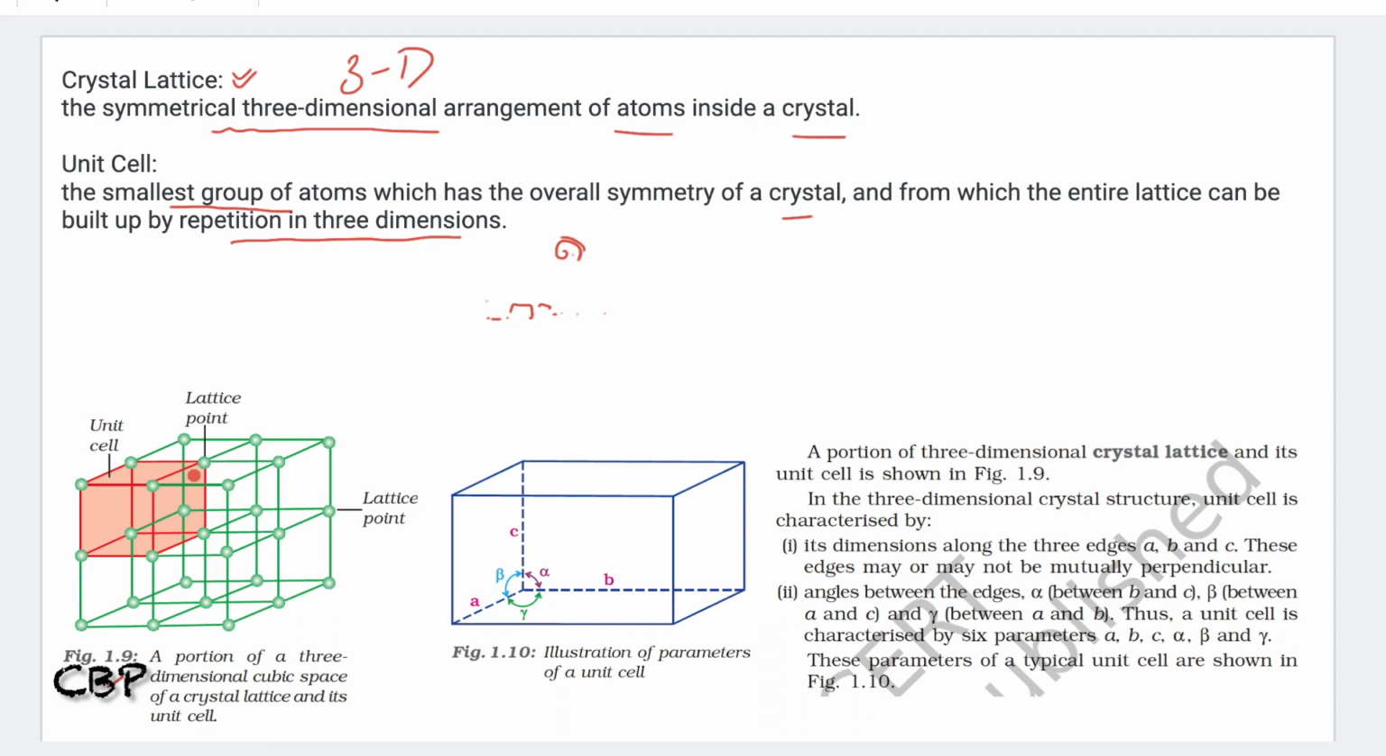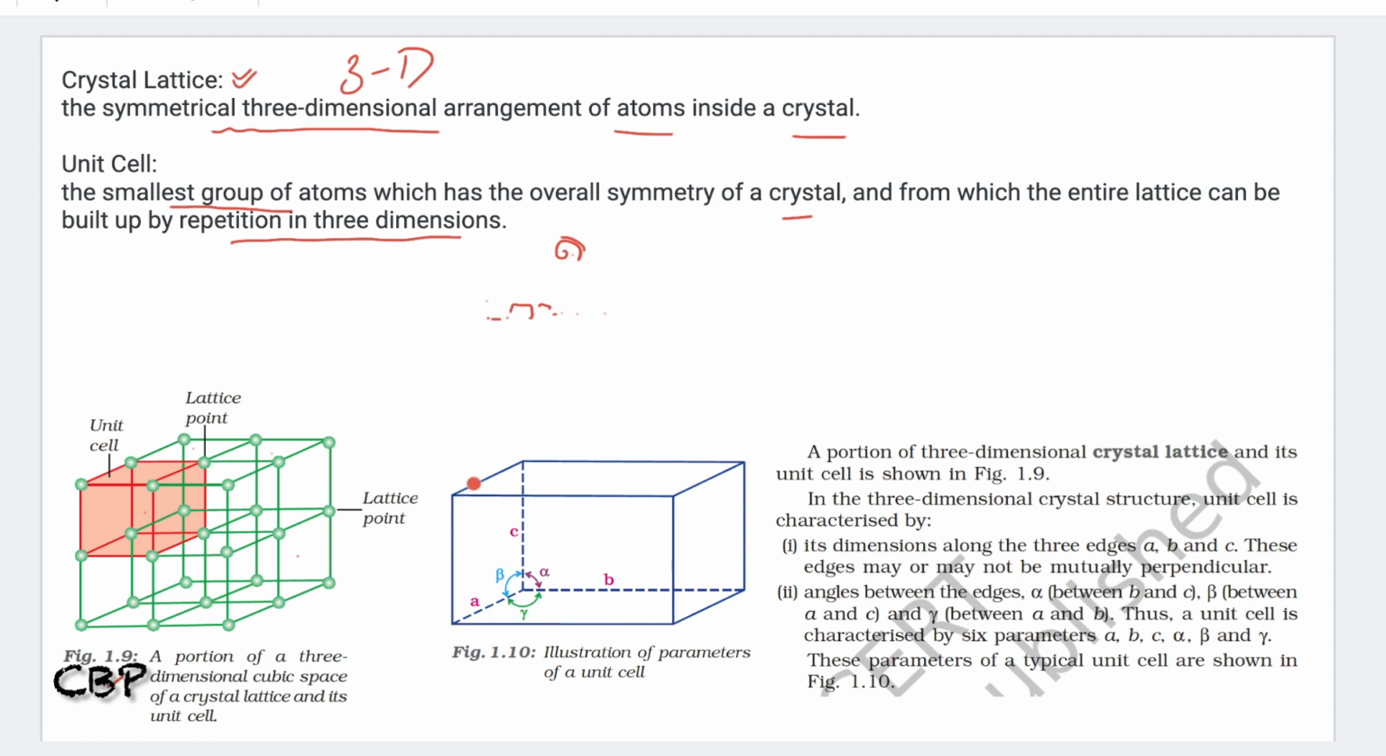Means you can observe that this is one unit cell, this is second, third, 4th, 5, 6, 7 and 8, and these 8 unit cells are there, and we form this lattice by repetition of these unit cells in 3D. Okay, in the 3-dimensional crystal structures, unit cell is characterized by its dimensions along the 3 edges A, B and C. These edges may or may not be mutually perpendicular.